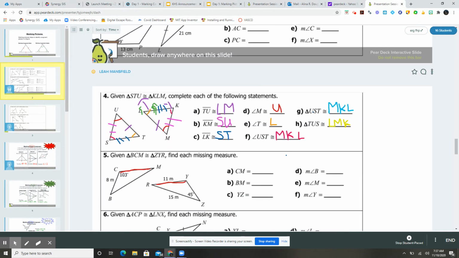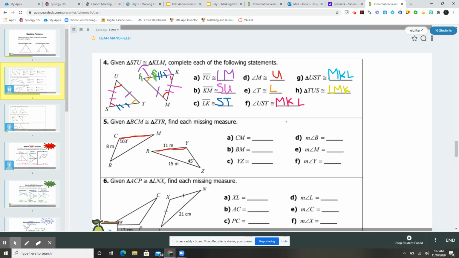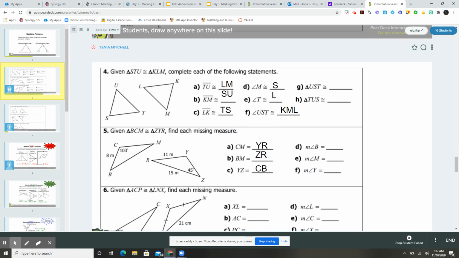Nice. I love all the markings. I really do want you to mark your pictures when at all possible.